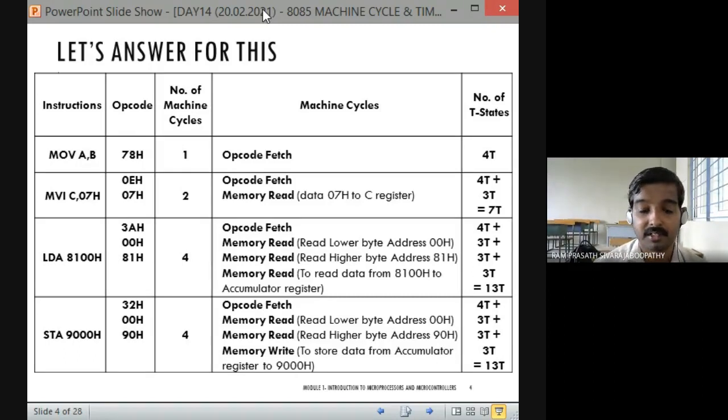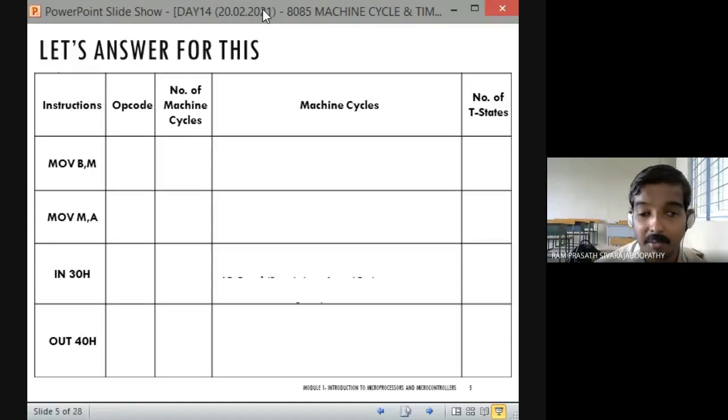Now an interesting thing we are going to see. Whatever we have seen so far, the number of machine cycles was fairly obvious to us. Now we will go with MOV B, M. How many bytes is the instruction? How many bytes are occupied by MOV B, M? Yes, very good. It's only a 1-byte instruction. 46H is the opcode for MOV B, M. Can you people guess how many machine cycles it takes?